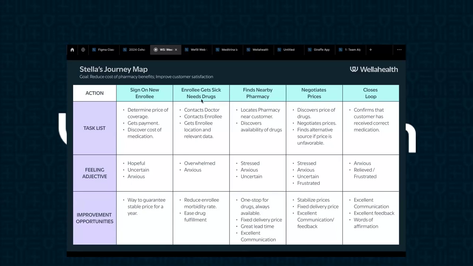Right, and then when an enrollee gets sick and needs a drug, the feeling for them is overwhelmed and anxious, right? So they are overwhelmed because they have a lot of calls, hundreds of calls coming in every day, hundreds of emails coming into them every day, and then they have to answer all of those emails, answer all of those calls, right? So the feeling is overwhelming.